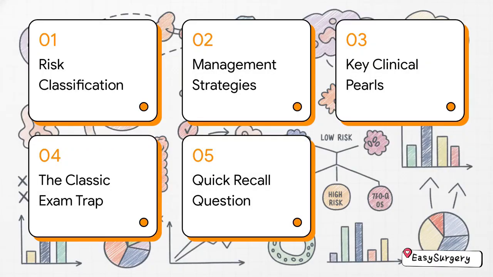Here's our high-yield blueprint for today. 1. GIST risk classification. 2. Management strategies. 3. Key clinical pearls. 4. The classic exam trap. And finally, 5. A quick recall question to test yourselves.